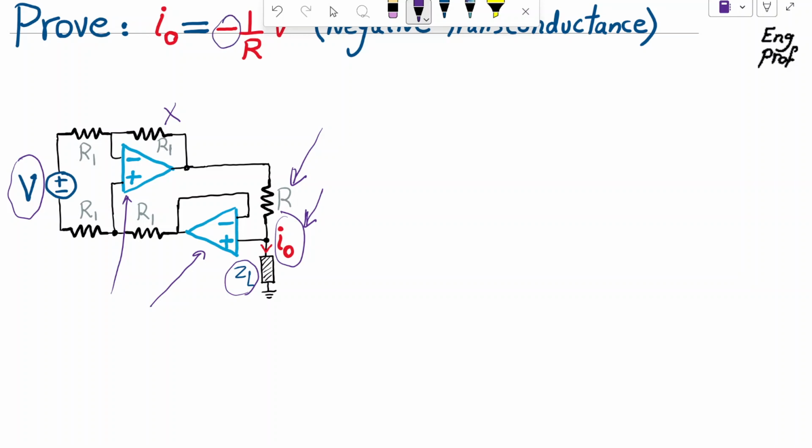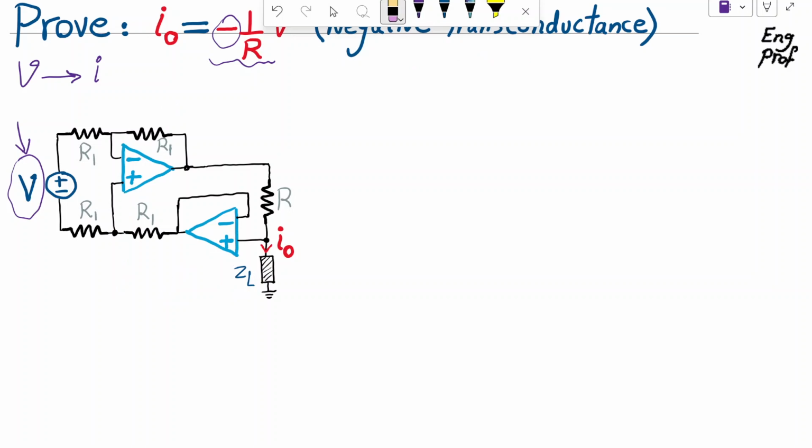So by that I mean this circuit effectively converts input voltage to an output current, so hence transconductance, because transconductance means conversion of voltage to current. At the same time, this conversion has a negative coefficient, so hence negative transconductance, effectively as if we have designed a negative current source. That's very interesting. And again, the value of current is independent of load. So that's also interesting. How is this possible?